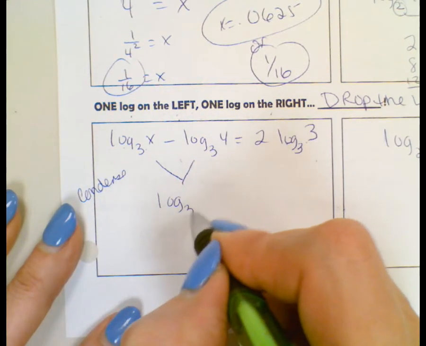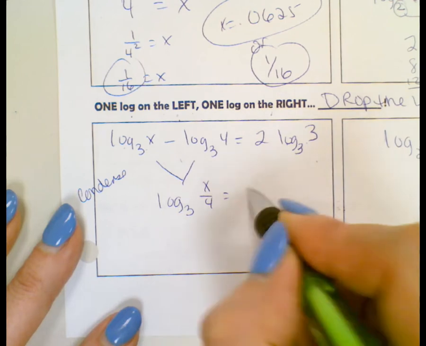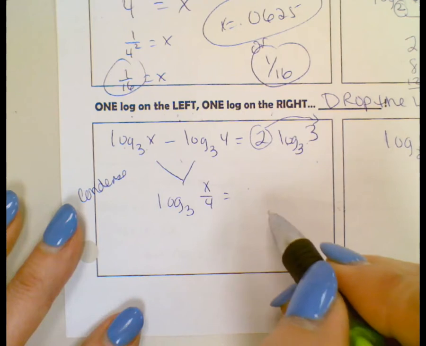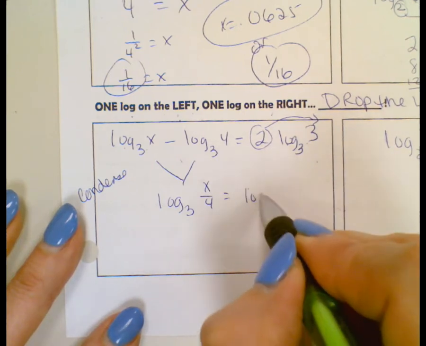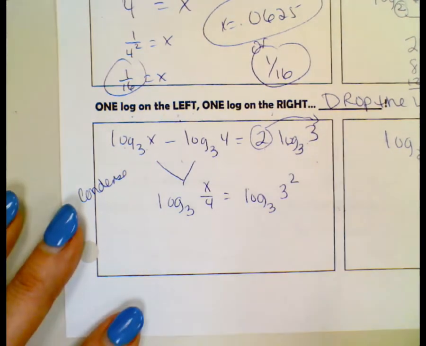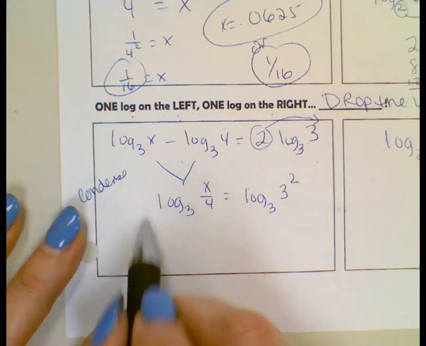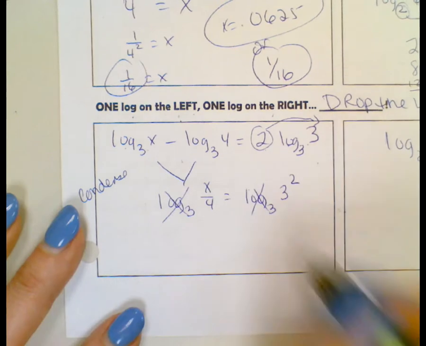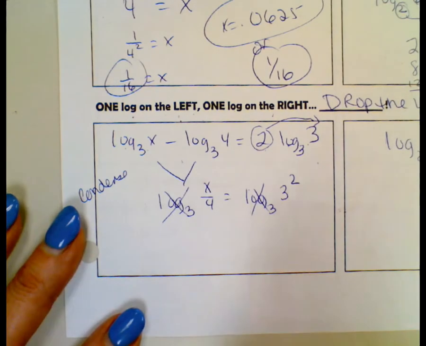This is log base 3 of x divided by 4. Also, see this 2? You can't drop them if there's a number out front. So you should make that a 3 squared. See how there's nothing out front, nothing out front? Single logs, this is when you drop your logs. Not until there's a single log on both sides.